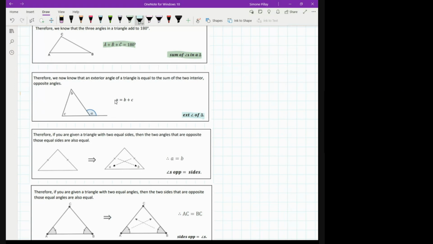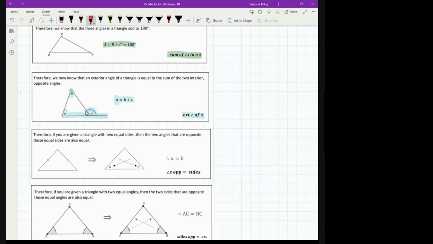We learned that our exterior angle, and remember the exterior angle is just the angle that is formed outside the triangle. Usually what happens is one of the lines of our triangle is extended outside the triangle, and that forms an angle over here, which is angle A. So my exterior angle is equal to the sum of, and the sum of what? The sum of my interior but opposite angles. And in this case, it is B and C.